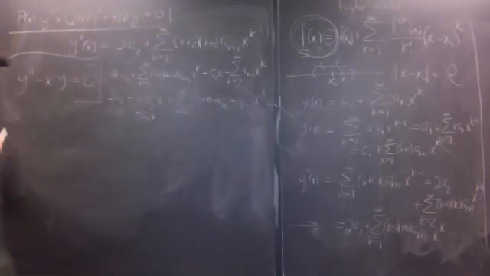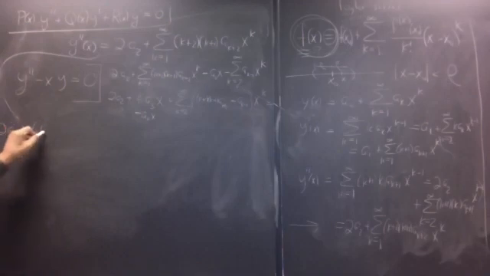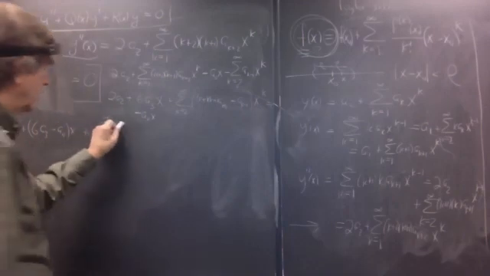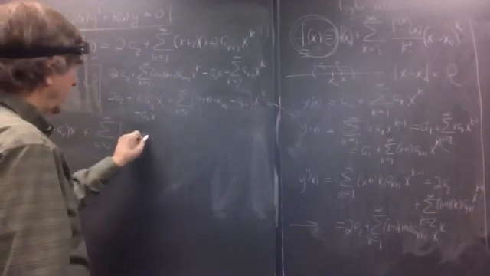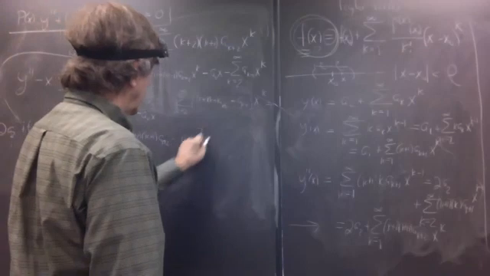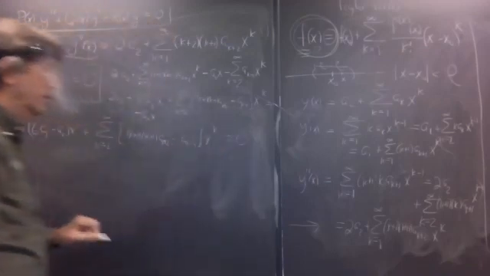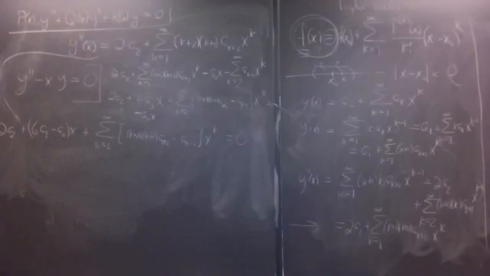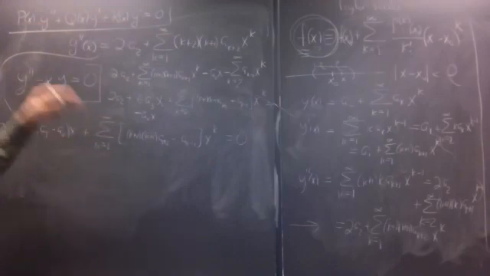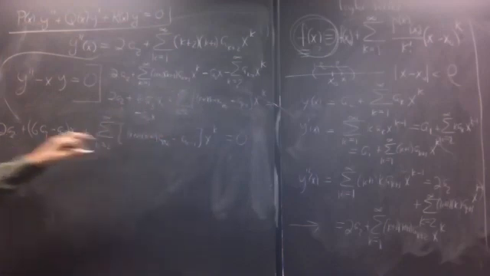And so what I get is 2a2 plus 6a3 minus a naught x plus a sum from 2 to infinity of k plus 2, k plus 1, a sub k plus 2 minus a sub k minus 1, x to the k equals 0. Now, at this moment, I don't care if that's right or not, because part of what we're trying to do is to show you how to do it. And if I didn't make any dumb mistakes, then I've got what I want.